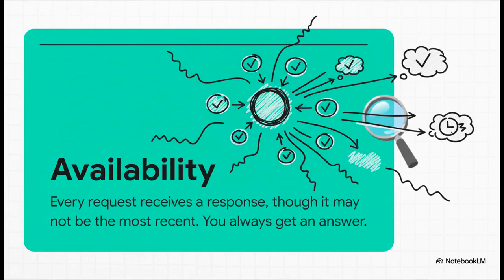Okay, next on the list is availability. This one is the ultimate people pleaser. Its promise is simple. You ask a question, you get an answer. Every single time. It will never leave you hanging. But, and this is a big but, that answer might be just a little bit out of date. The key thing is you'll always get something.